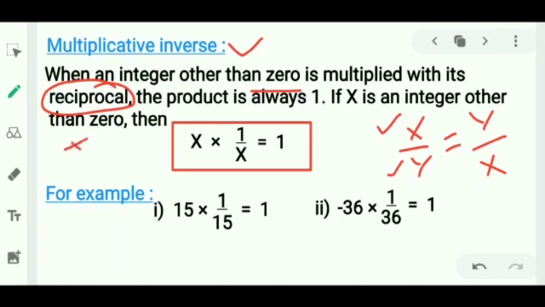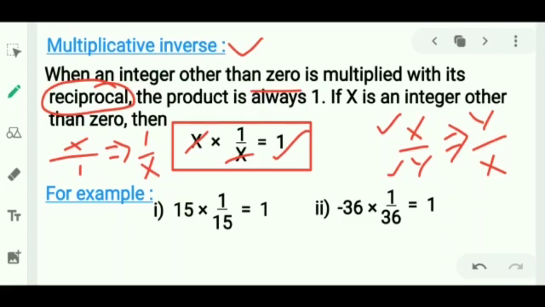So in an integer, we know that an integer is a whole number, and upon 1 is written, so the numerator is x and the denominator is 1. And when we take the reciprocal of it, it becomes 1 upon x. So if we take any integer, the product of any integer with its reciprocal, the answer becomes 1. You can say x cancels and it becomes 1.